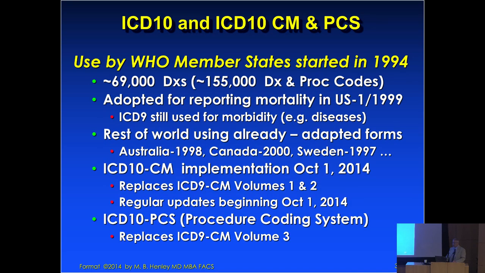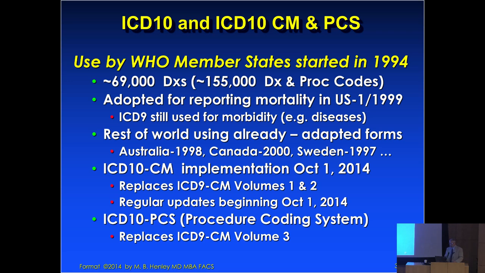ICD-10 is also two different code sets, the CM version of diagnoses and the procedural coding system. Its use started in the world in about 1994 and represents about 69,000 diagnostic codes. If you combine both the procedural codes and the diagnostic codes, it's about 155,000. It was adopted for reporting mortality in the U.S. in 1999, so it's been used in the U.S. mortality sections for 15 years. The rest of the world adopted it in the mid-90s and early 2000s. You can see some of the dates in Australia, Canada, and Sweden.